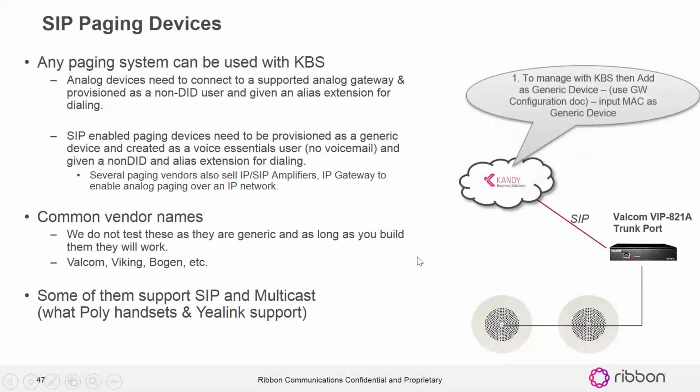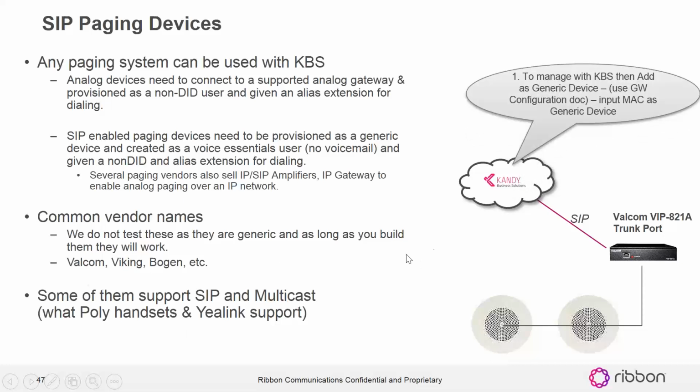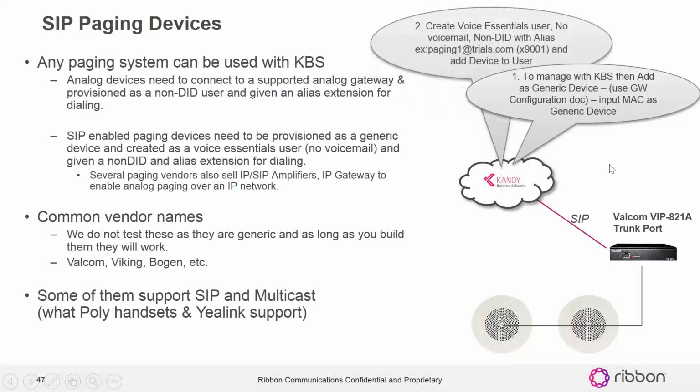All right, if you want KBS to manage the firmware and all that kind of stuff, or manage the device itself, then you'll go in and create it as a generic device. You can utilize our documentation on that, and there's a gateway configuration doc, and you're going to input the MAC address of this box as a generic device. Then, whether you did that or not, either way, you're going to create a Voice Essentials or voice-based user with no voicemail, a non-DID, and give it an alias.